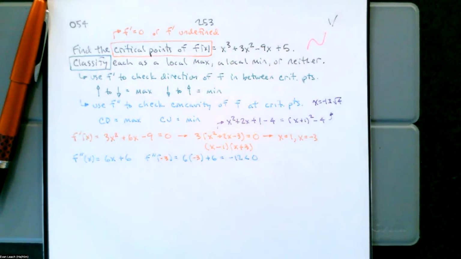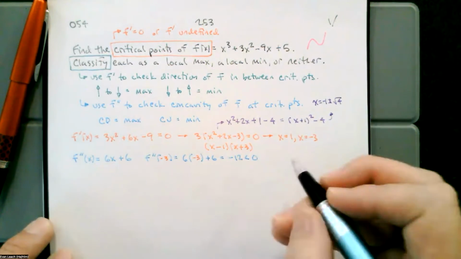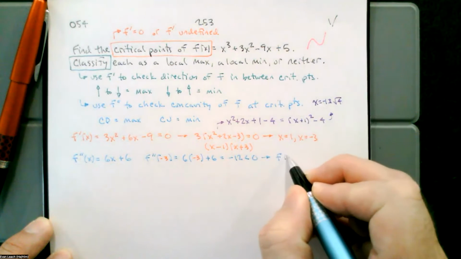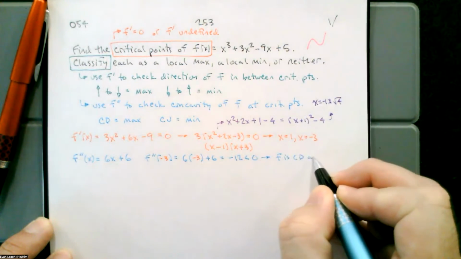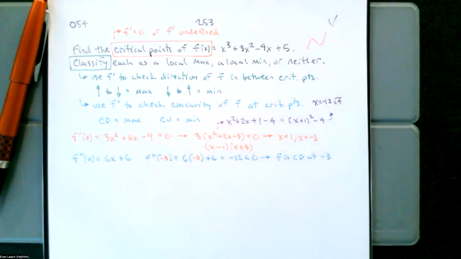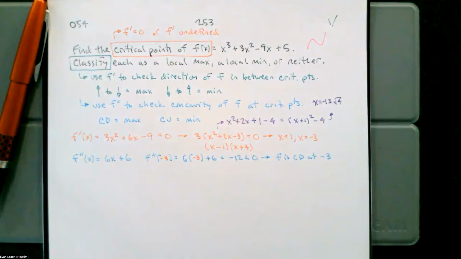So this tells us that f is concave down, and then we can conclude that f has a local maximum at x equals -3.